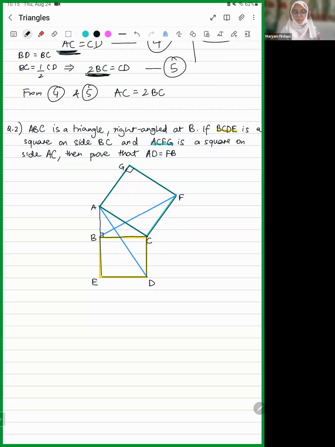Okay, I'm going to wait for you guys to think about this. How can we go with this question? First of all, let's write what all is given. There's a lot of things that are given, so I'm not going to write. But what do we have to show? We have to show that AD is equal to FB. How can we prove these two things as equal?